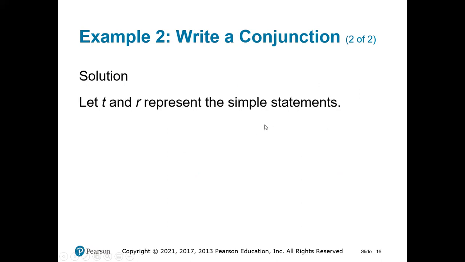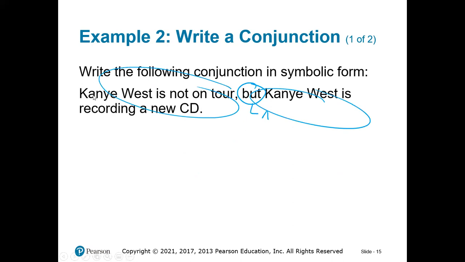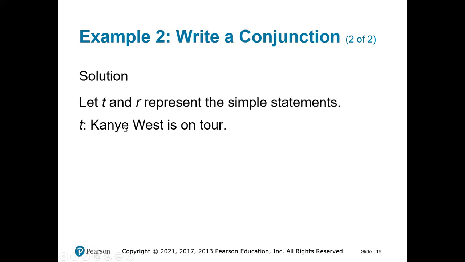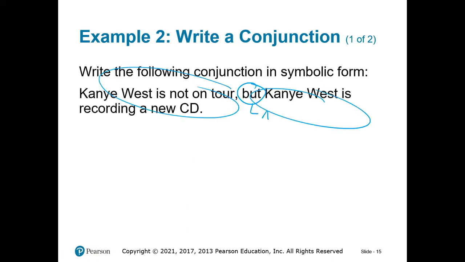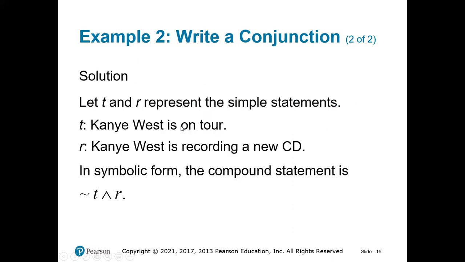So the solution: if you represent the first one by T, what is T? Kanye West is on tour. And what is R? Kanye West is recording a new CD. So how are we going to replace the given statement? Kanye West is not on tour means the negation of T, right? And Kanye West is recording a new CD. So this is the symbolic representation of the given statement.